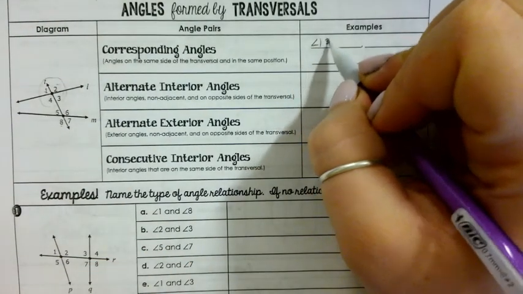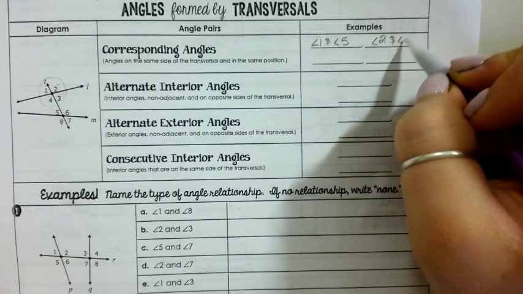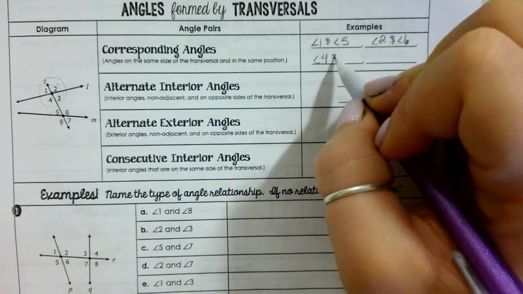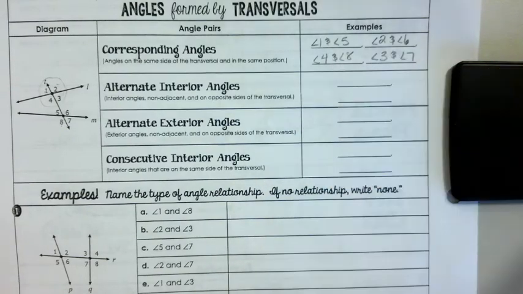We have angle 1 and angle 5. We have angle 2 and angle 6. We have angle 4 and angle 8. We have angle 3 and angle 7. Those are all corresponding angles.